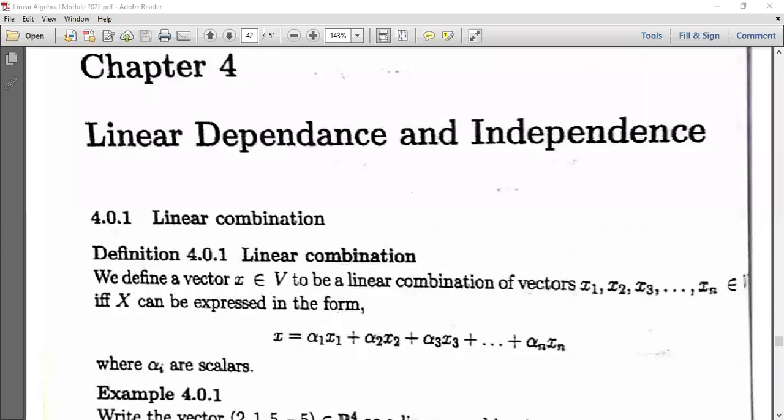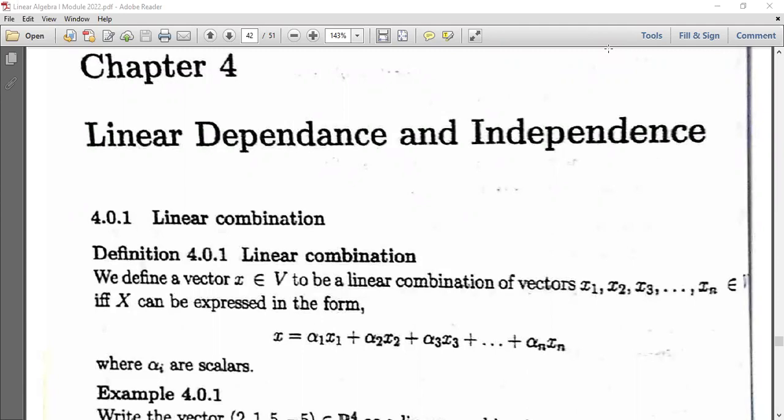About linear dependence and linear independence. So we first define what we call a linear combination of vectors. Of course, from now onwards, we'll be looking at the structure we discussed last time, which is a vector space.